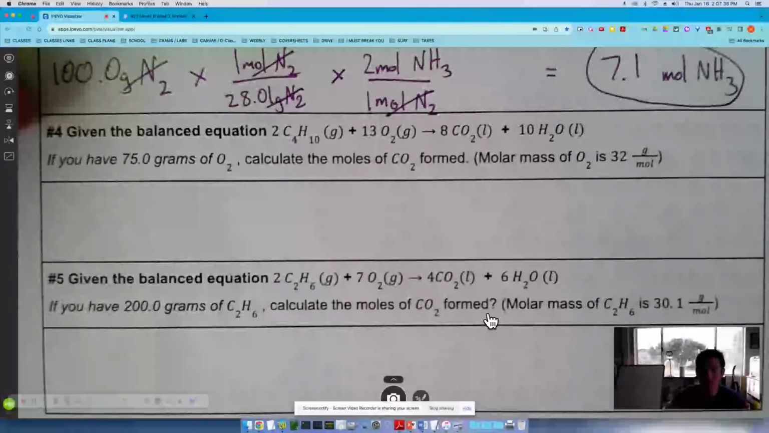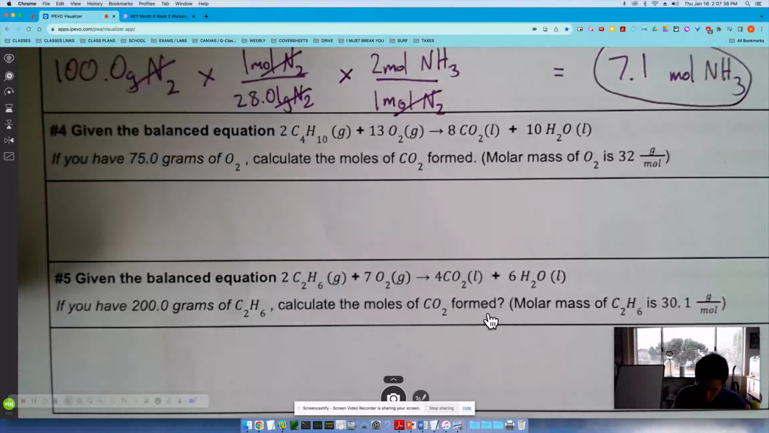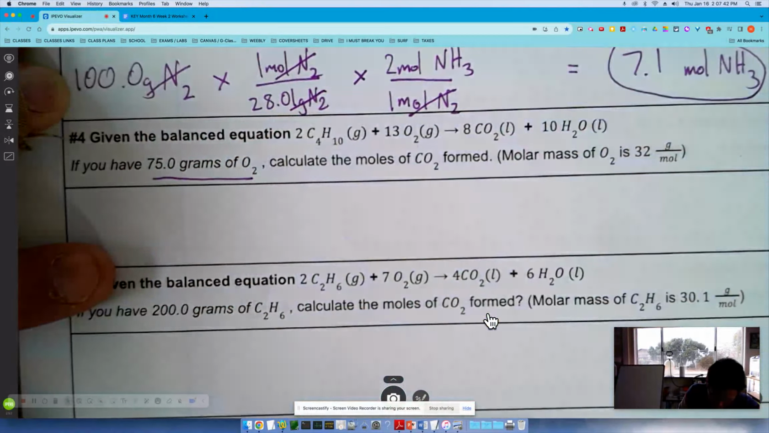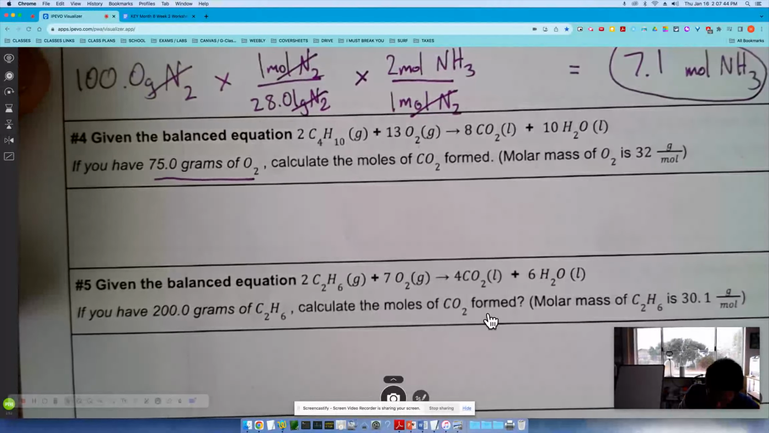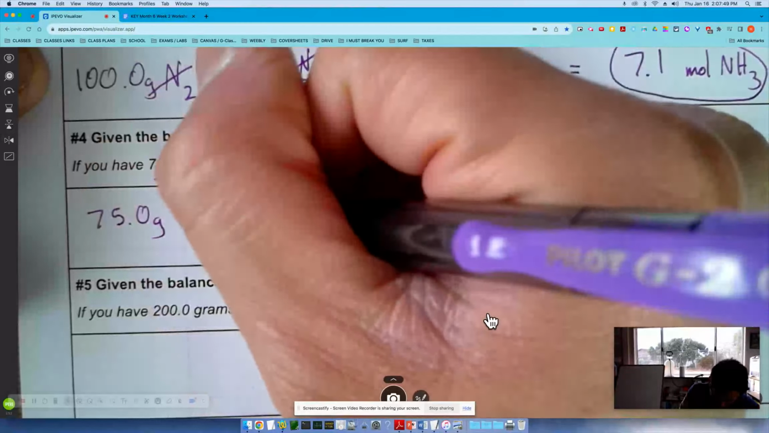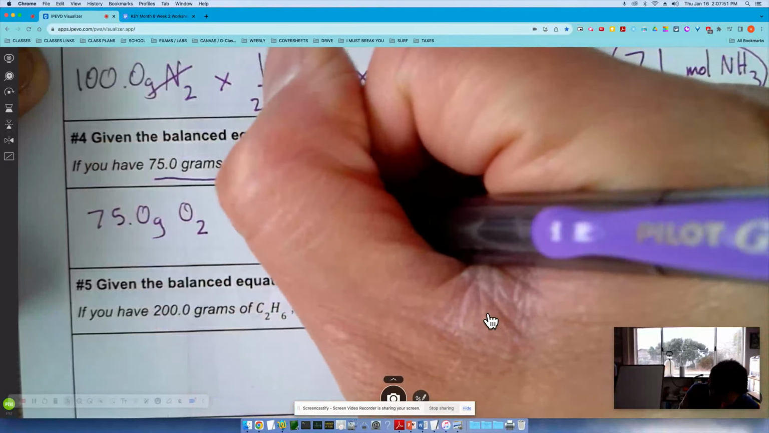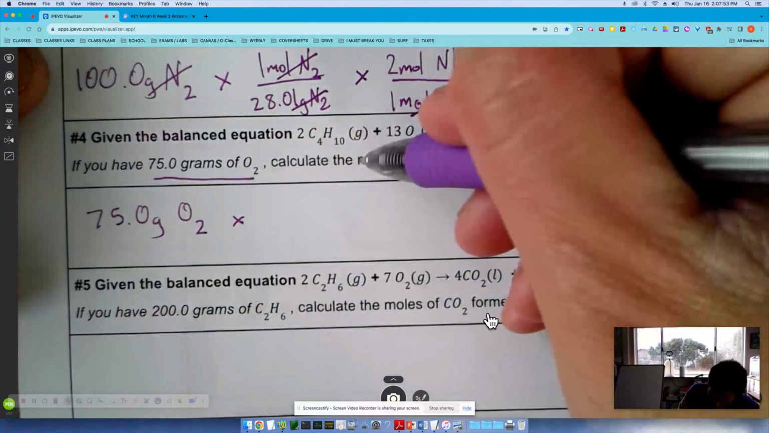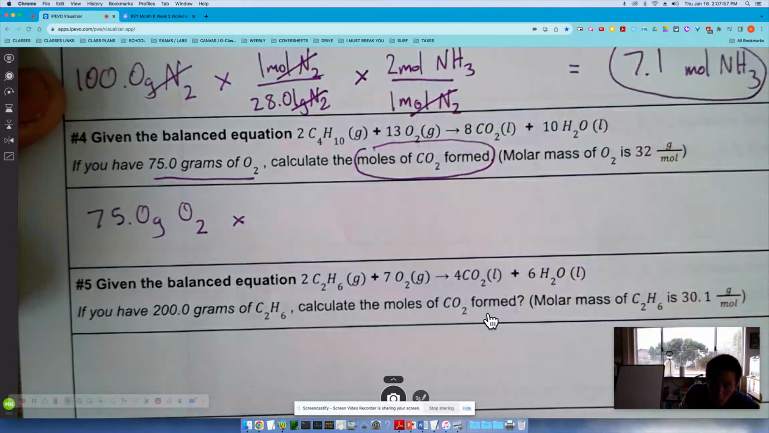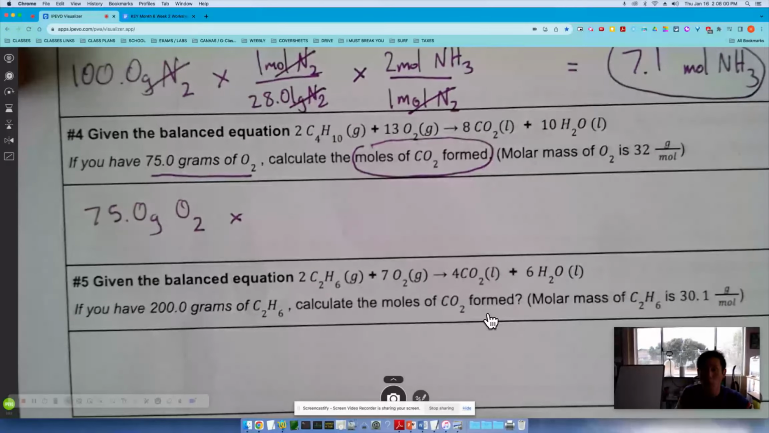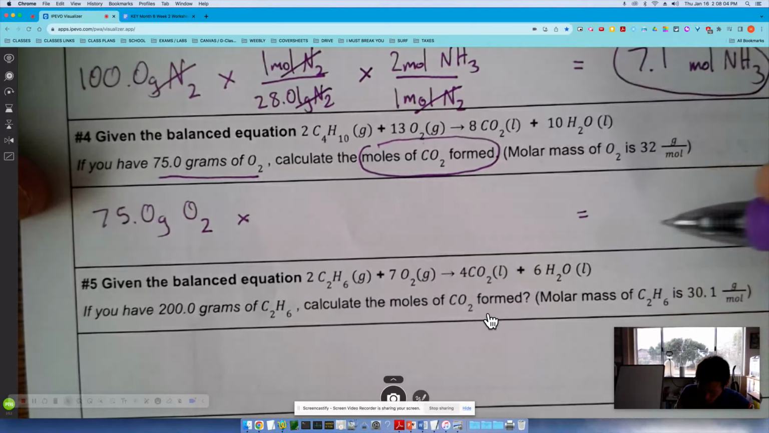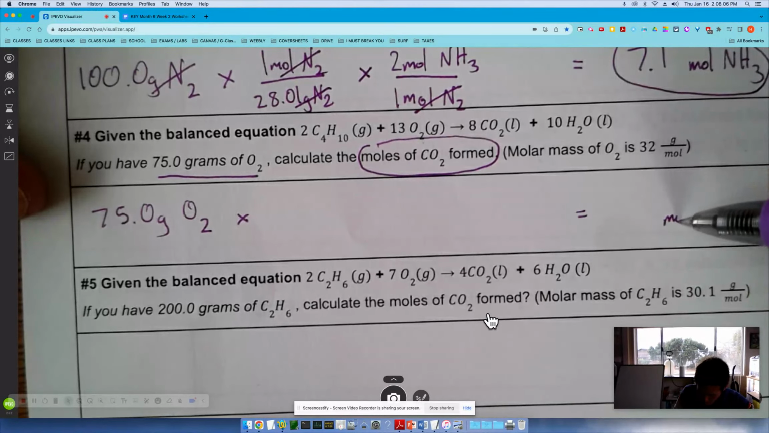All right, so we're working on number 4 on page 3. The problem gives that there's 75 grams of O2. So that's where immediately we're going to start. And we're going to multiply to something to convert to what the question is asking for, which is how many moles of CO2 will form if we had 75 grams of O2. So we're going to say equals, and then we're going to leave a blank space and put moles of O2.